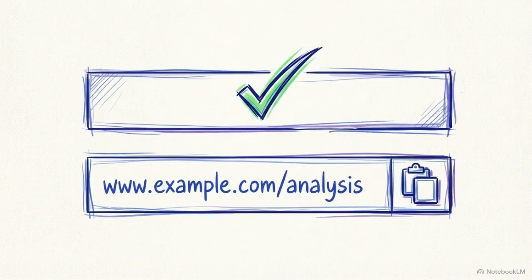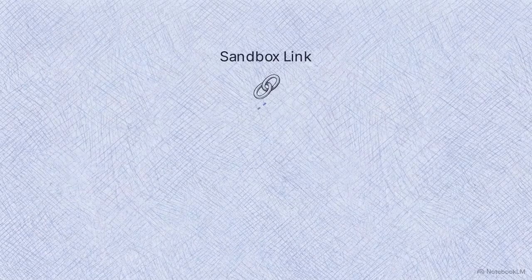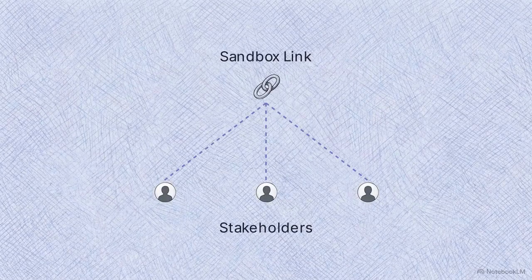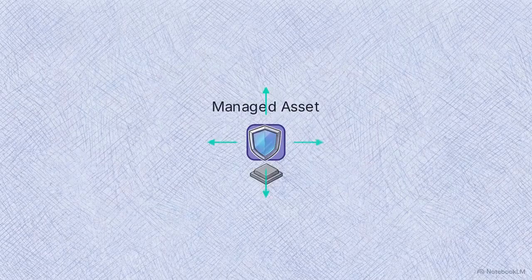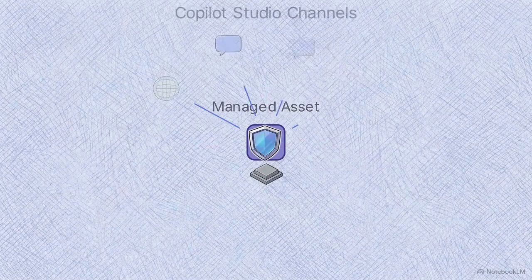Once published, Copilot Studio generates a demo website link. You can share this secure sandbox link with stakeholders so they can review the agent and provide feedback before a wider rollout. Publishing within Copilot Studio enables professional-grade deployment. The agent is now a managed asset, ready for organization-wide distribution across multiple platforms.